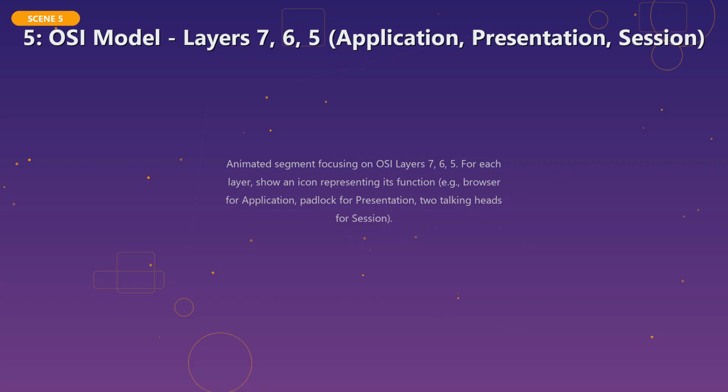This layer handles tasks like authentication, authorization, and synchronization, ensuring data is transferred in the correct sequence. For instance, when you log into an online banking portal, the session layer helps maintain your active login session. Session hijacking attacks, where an attacker takes over an authenticated user's session, directly target this layer. These three top layers work in concert to prepare user data for its journey across the network and to interpret incoming data for the applications.